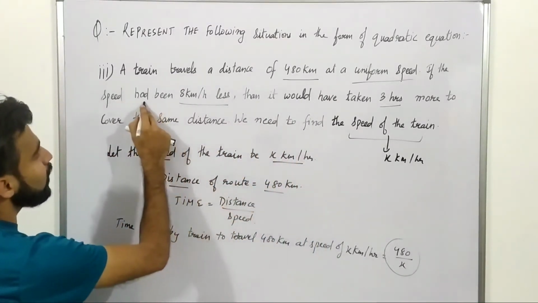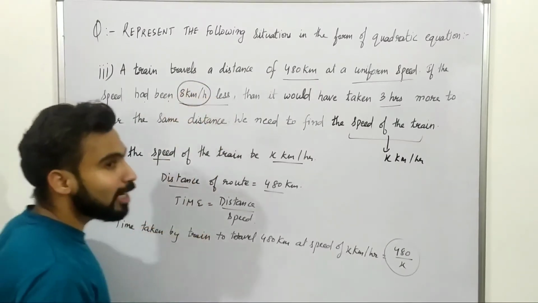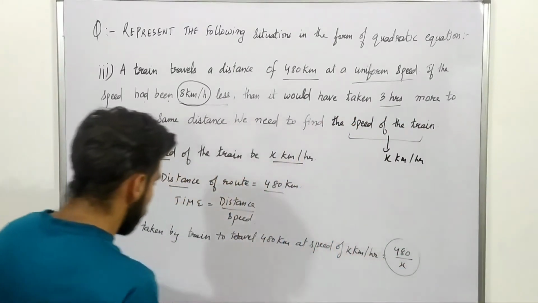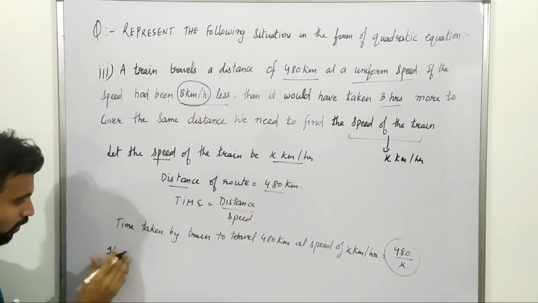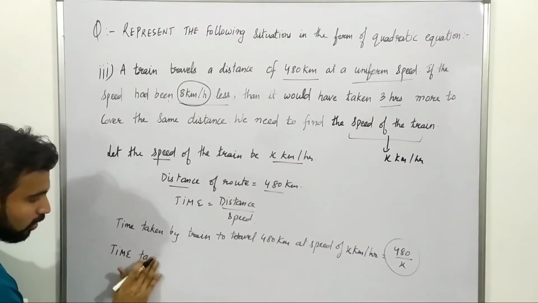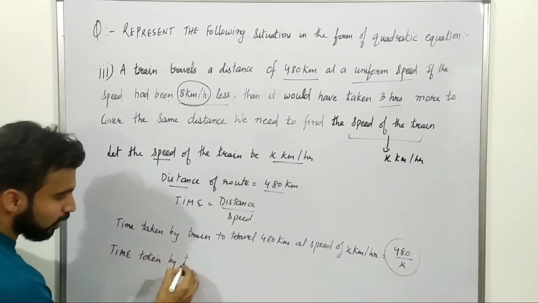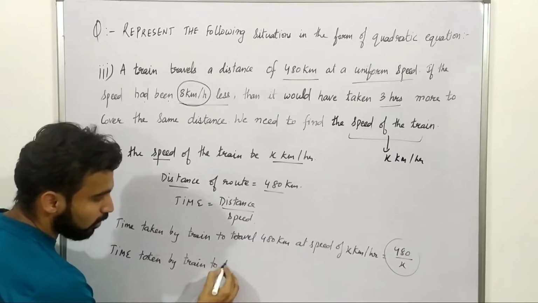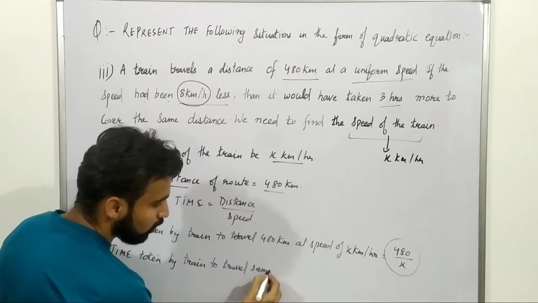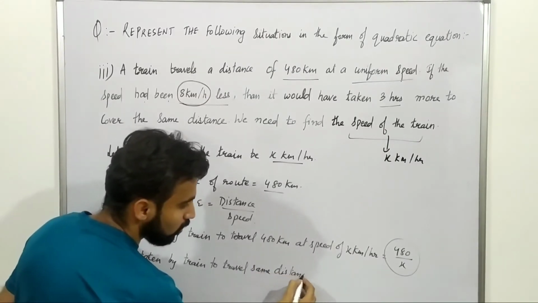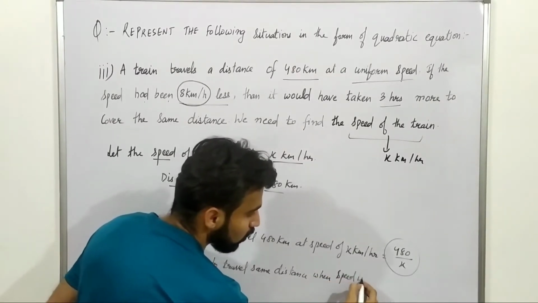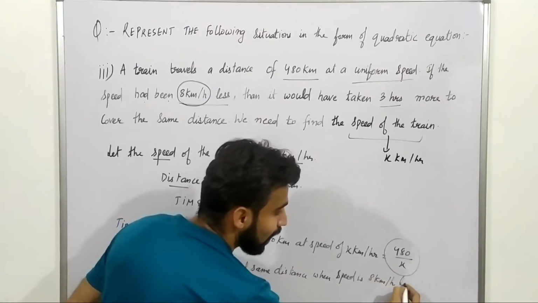Now you can see if the speed decreases by 8 kilometer per hour, then the same train will take 3 hours more to travel the same distance. So you can see, time taken by the train to travel the same distance when speed is 8 kilometer per hour less.